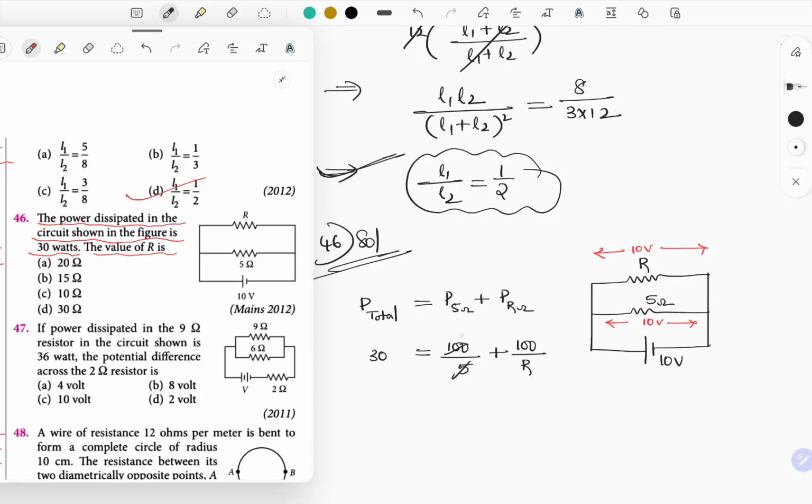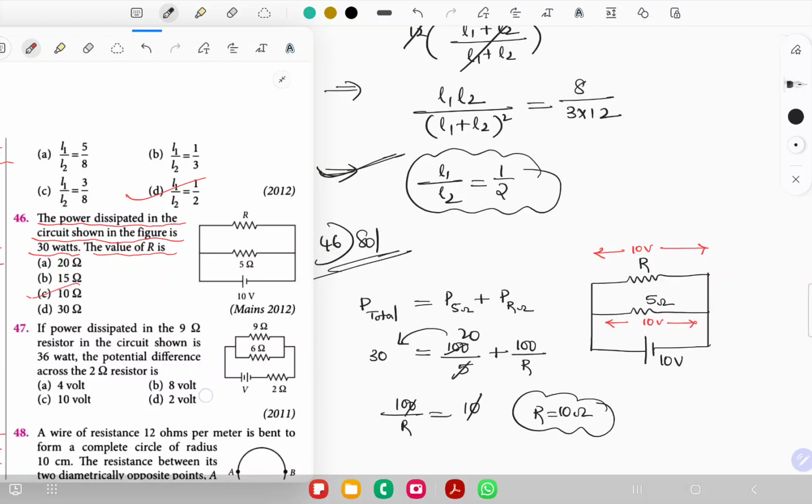So 5 into 20 is 20 watts, and 100 by R is equal to, sending this 20 to the left side, it is going to be 10. So 100 by R is equal to 10, the 10 gets cancelled, and R is equal to 10 ohm. Which option matches? Option C is the correct answer.